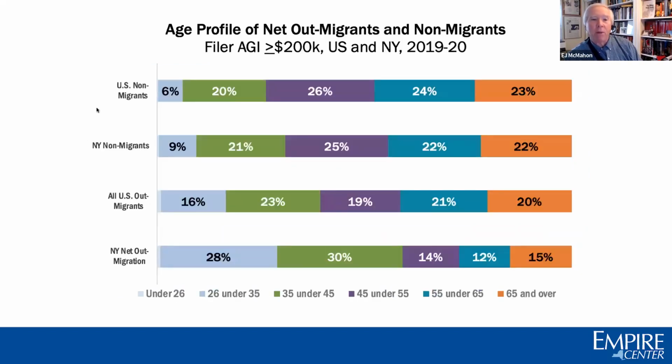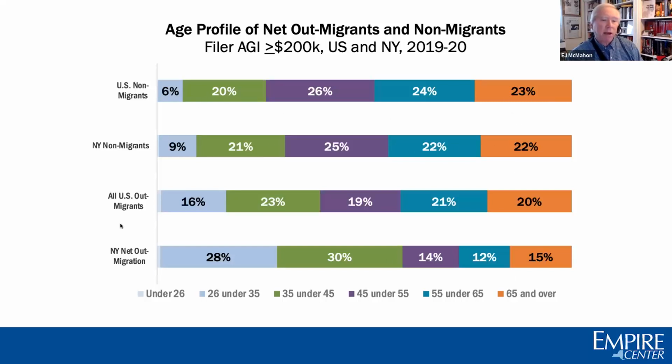Here's a breakout of the high income taxpayers. The highest income category the IRS shows is over $200,000. So again, if you look at people who are non-migrants, people who are staying in the same place, U.S., this is the breakdown of people by age of people making over $200,000. Again, New York's very similar, skewing a little younger, but not too far off the national distribution.